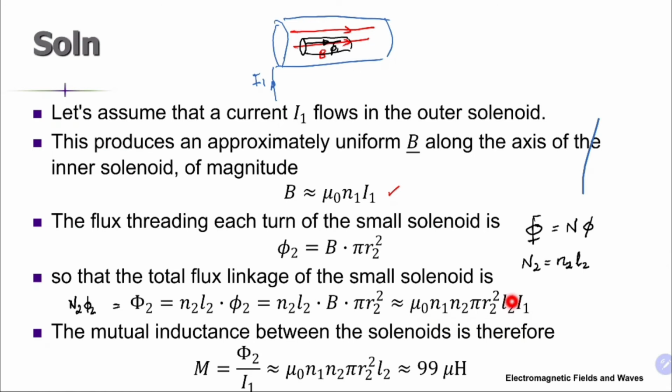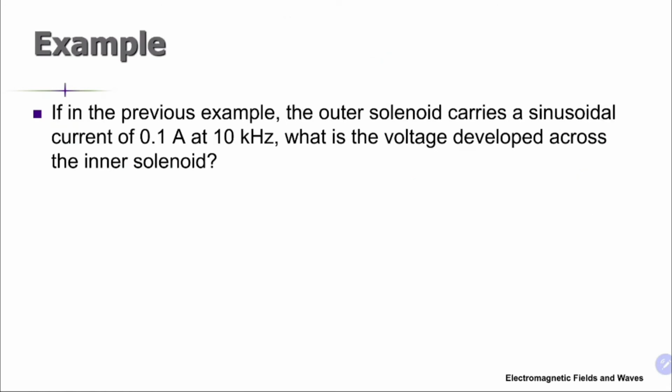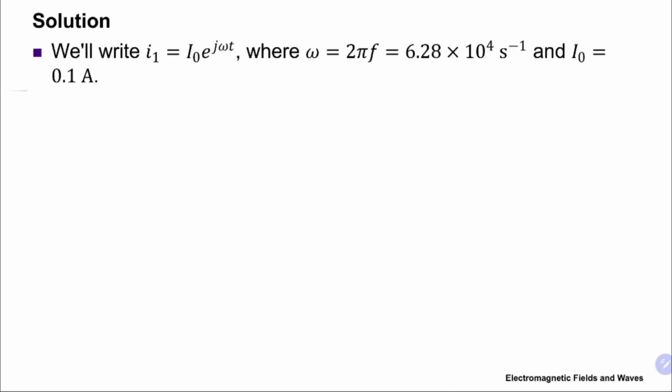Okay, and that will give you this equation. Another example. In the previous example, the outer solenoid carries a current of 0.1 ampere at 10 kilohertz, and we want the voltage developed across the inner solenoid. If the outer current is changing with time, we can write I equals I naught, which is the maximum amplitude, times e to the j omega t.